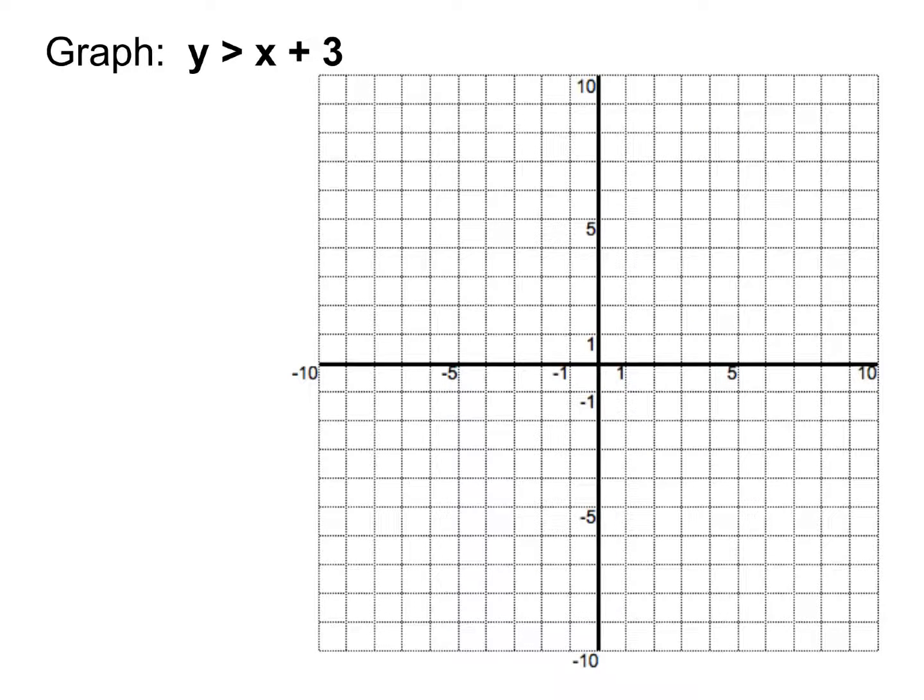We're starting today by graphing y is greater than x plus 3. Now, if I just gave you instead y equals x plus 3, you can graph that pretty easily, right? Go ahead and start by graphing that. And again, make sure you're doing it in pencil for reasons that will become apparent momentarily.